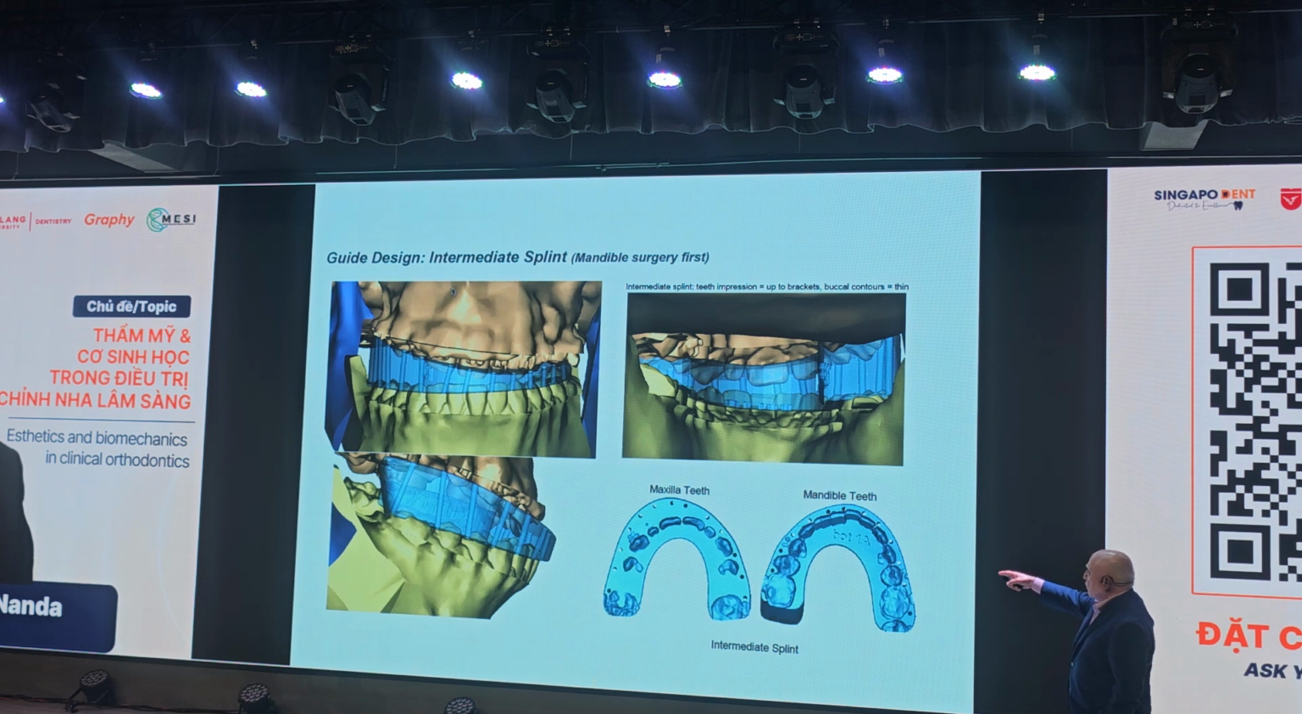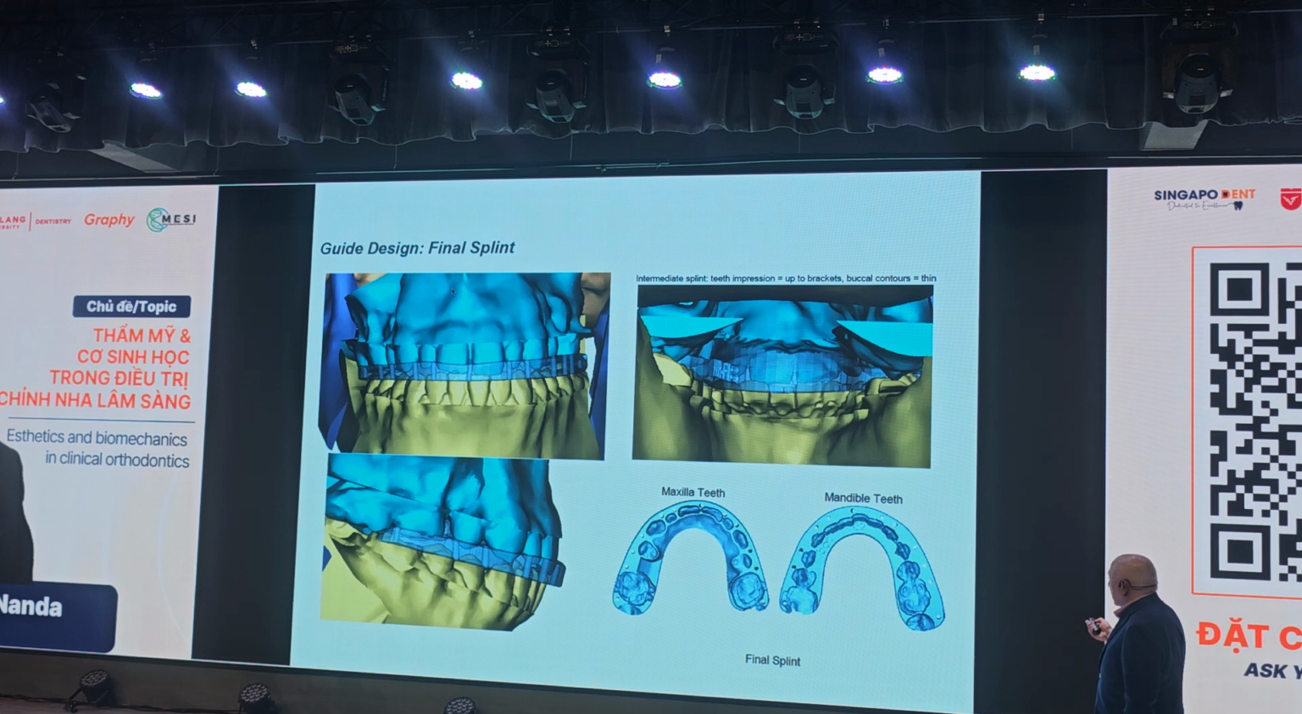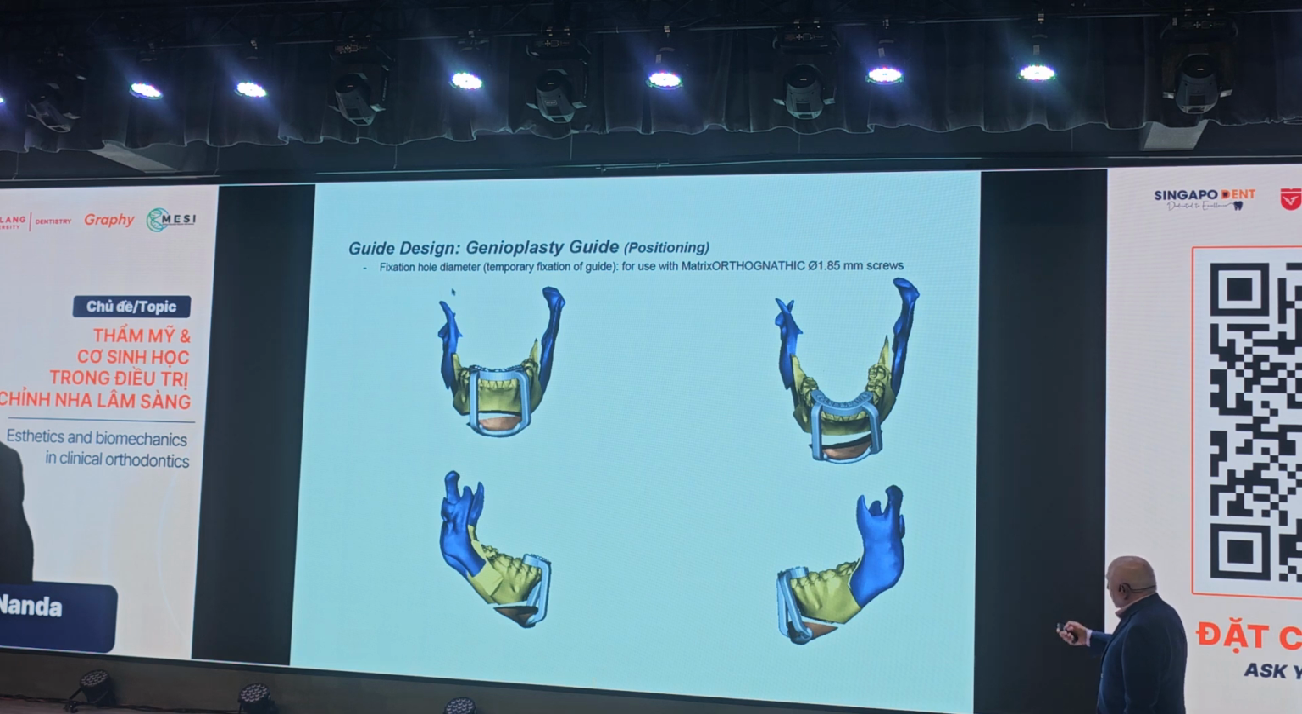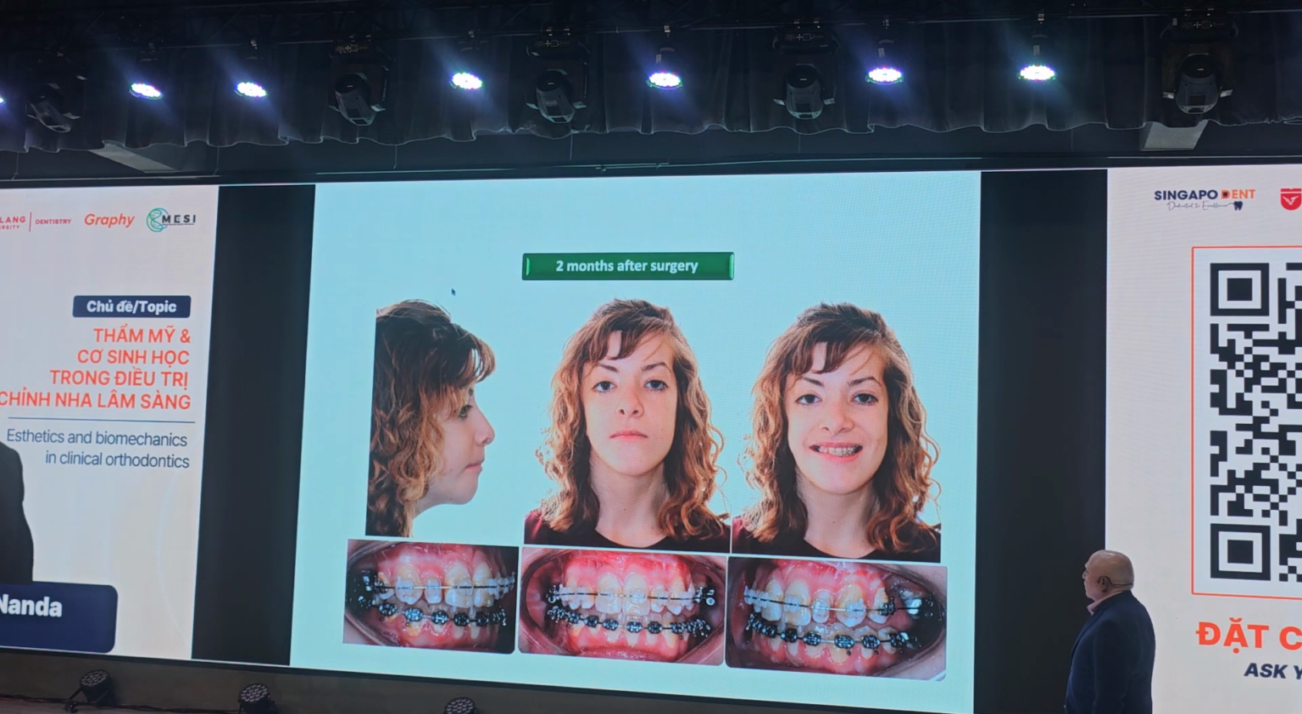These are our intermediate splints. Take a look at that splint. We don't create these splints. It is like Synthes or Materialise or somebody, they are going to do these splints for us. Maxillary teeth, mandibular teeth, these are final splints. And then we are going to use this device basically for fixation of the chin. And this is how the patient looks 2 months after the surgery.